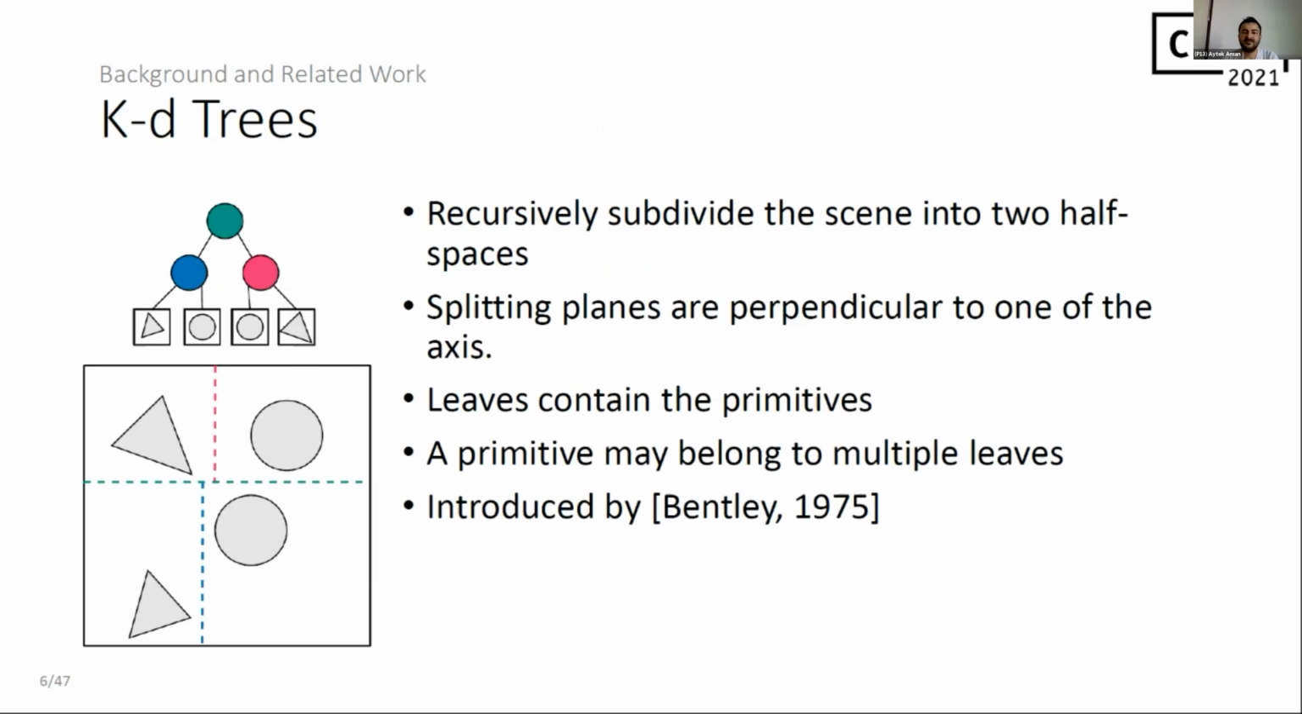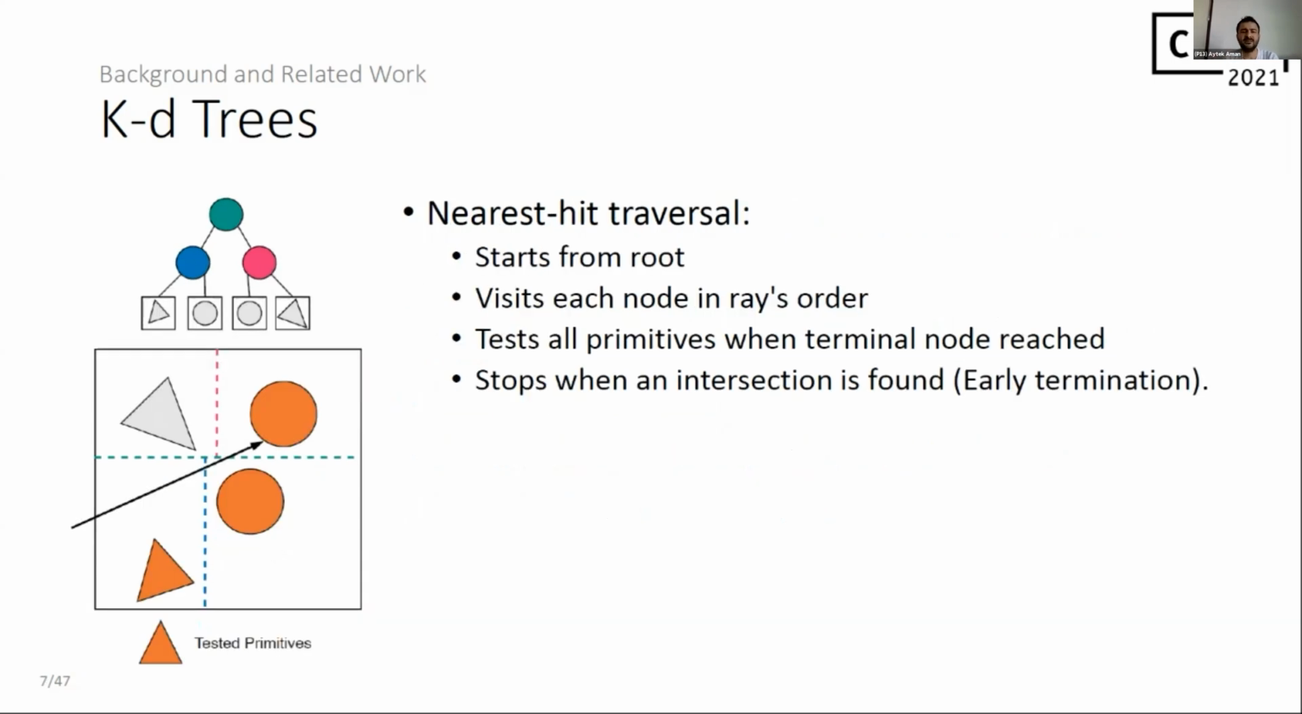For the KD-trees, we recursively subdivide the scene into two halves, and those splitting planes are perpendicular to one of the axes. In the leaves, we have the primitives, and a primitive may belong to multiple leaves. And this was actually introduced a long time ago. In the KD-trees, when we are doing a nearest hit traversal, we start from the root and visit each node in ray order, and then test all the primitives when we are in the leaf. And this actually stops when an intersection is found.